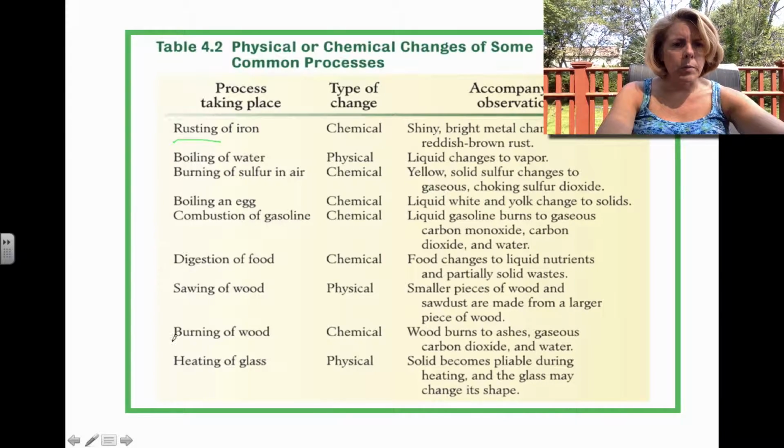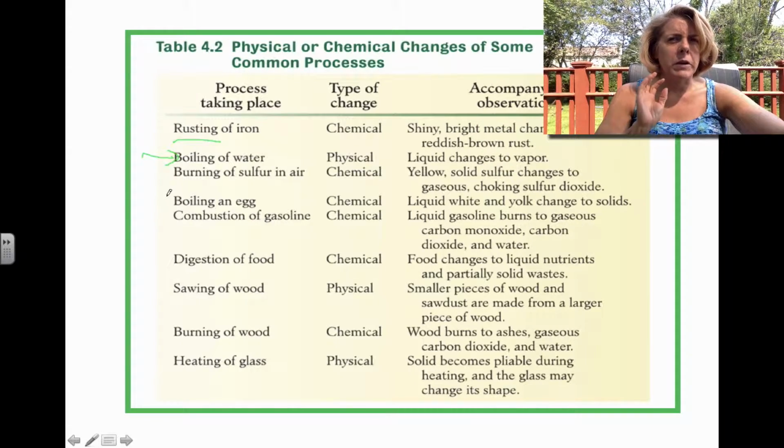So please remember, boiling of water is not a chemical change because you're going from one phase to another. Burning of sulfur in air is a chemical change. So anytime you have any kind of combustion or burning, you're going to have a chemical change. Boiling of an egg. If you take a raw egg and put it in boiling water, you're changing the structure of the protein of the egg, and that's essentially a chemical change.